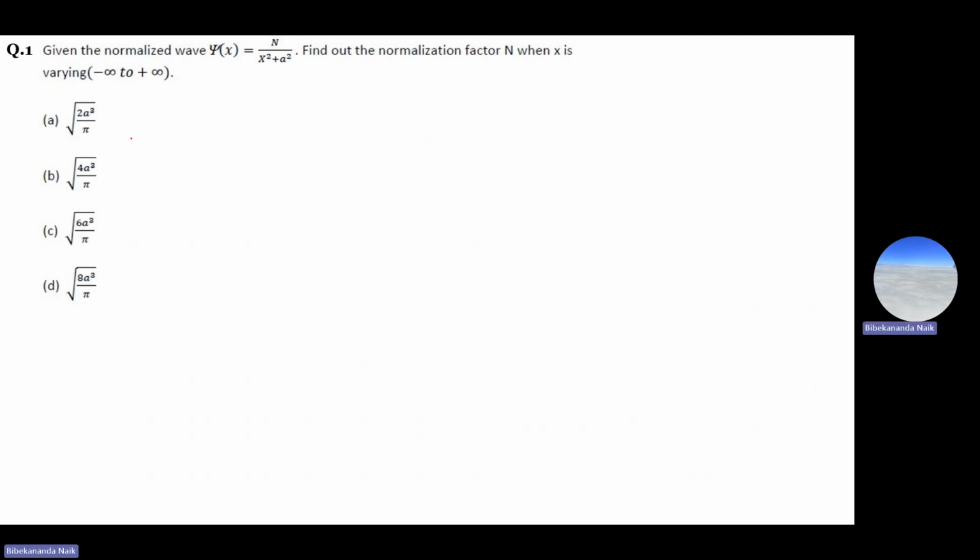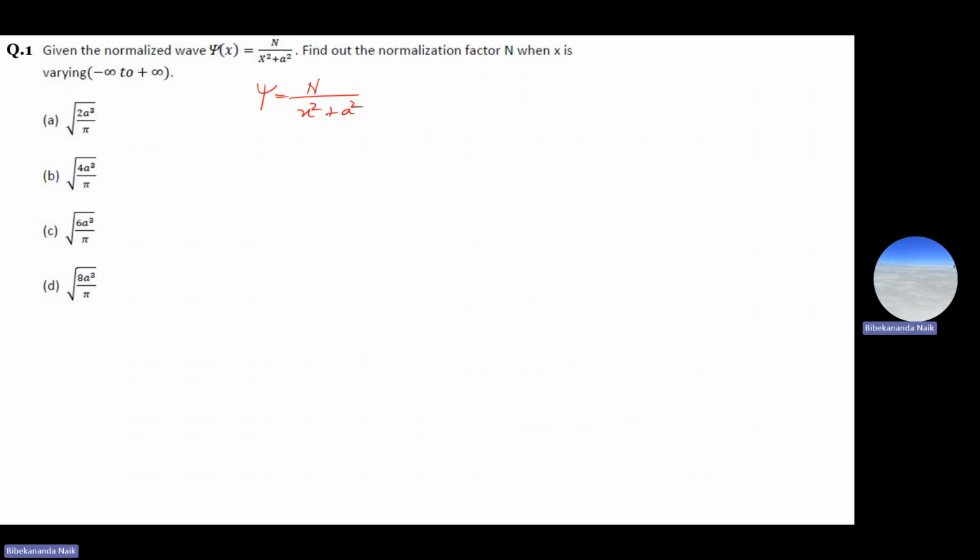So let's solve this question. Now the question is where the wave function is given. The wave function psi is given as N divided by x square plus a square. Now we have to find the normalization factor, and the range of x is minus infinity to plus infinity.